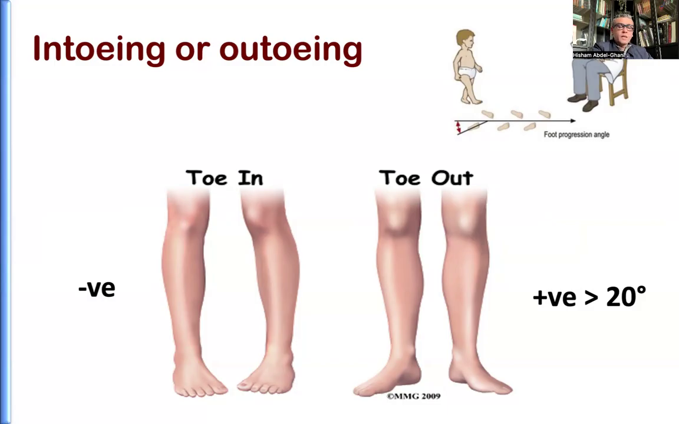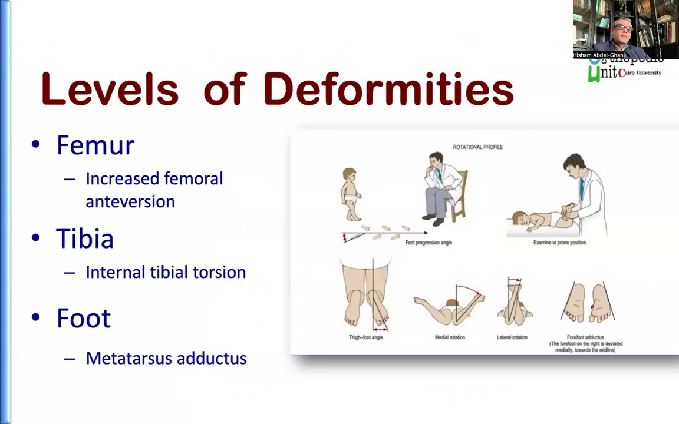So the first line of assessment is to see the child walking and to determine whether he is walking with intoeing or without intoeing. The level of deformity may be at the level of the femur, the tibia, or the foot. In the femur, increased femoral anteversion is a cause of intoeing because it will increase internal rotation of the femur.